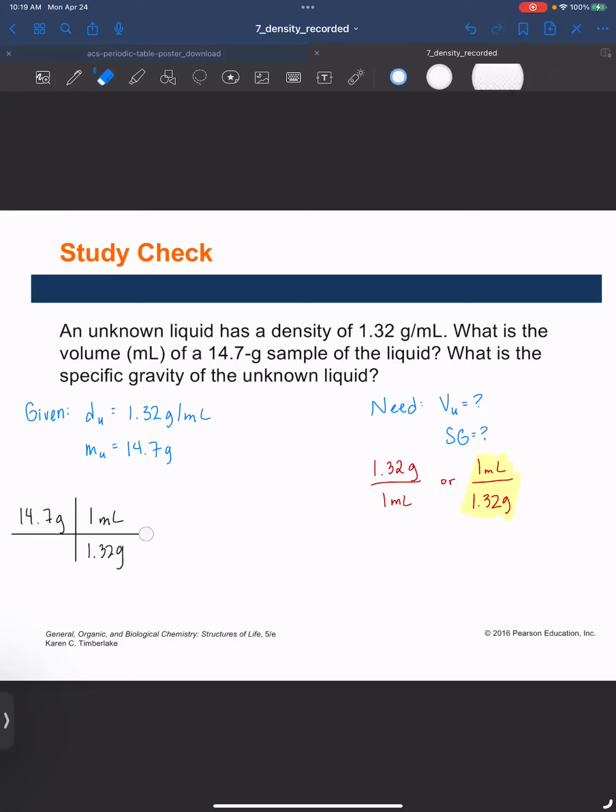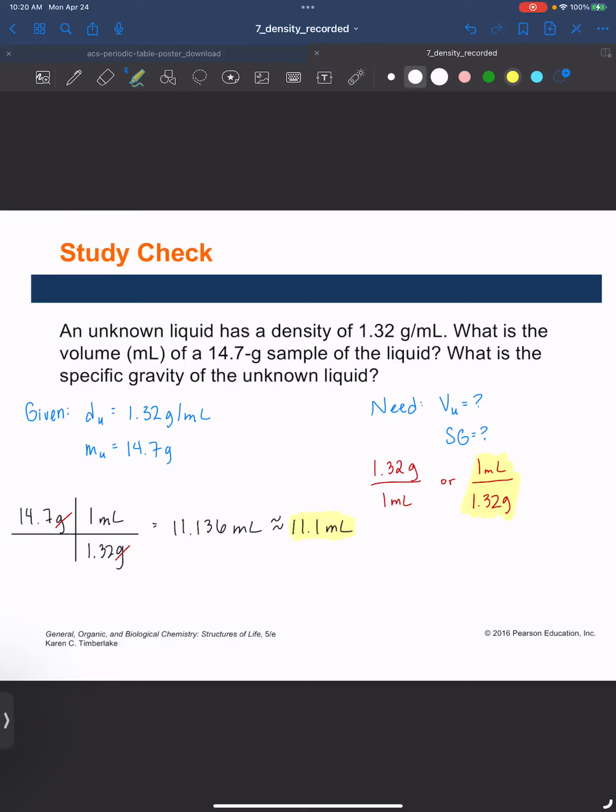And I'm going to erase this and plug that into my calculator. 14.7 divided by 1.32. And I get 11.136 milliliters, because remember, grams cancels out. And it asks for the units in milliliters. Also, because this is division, we report to the fewest significant figures. Both are 3. So I'm going to round my answer to 11.1 milliliters for the volume of this unknown liquid.